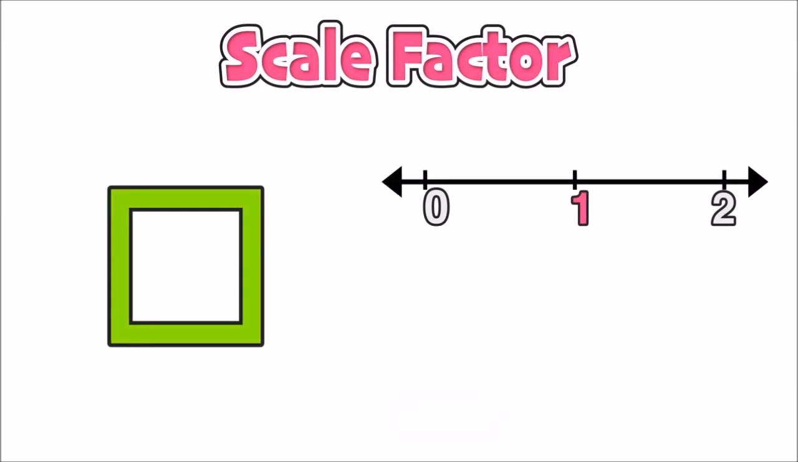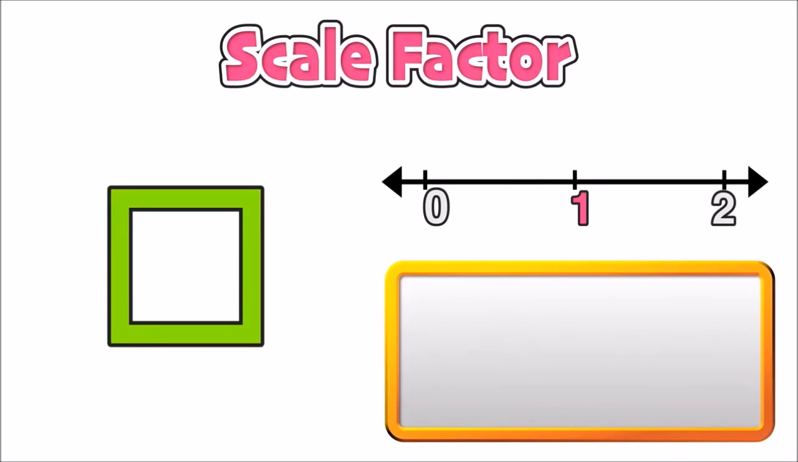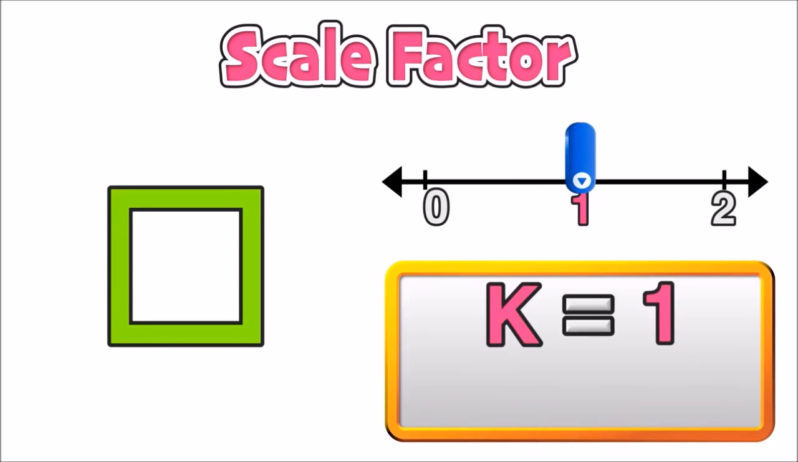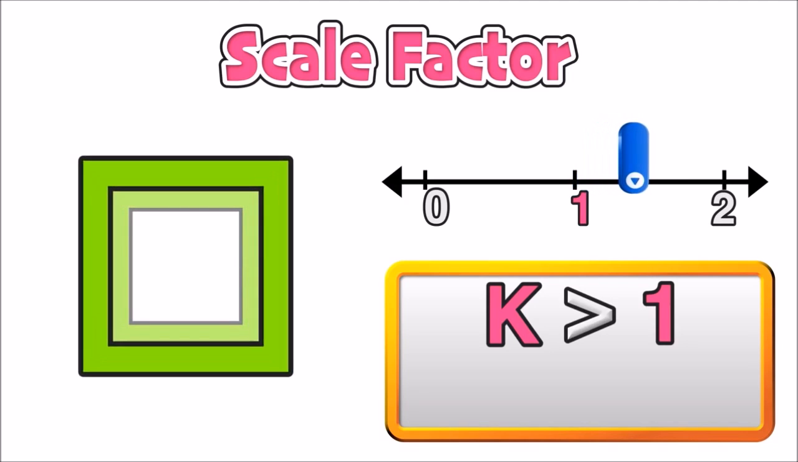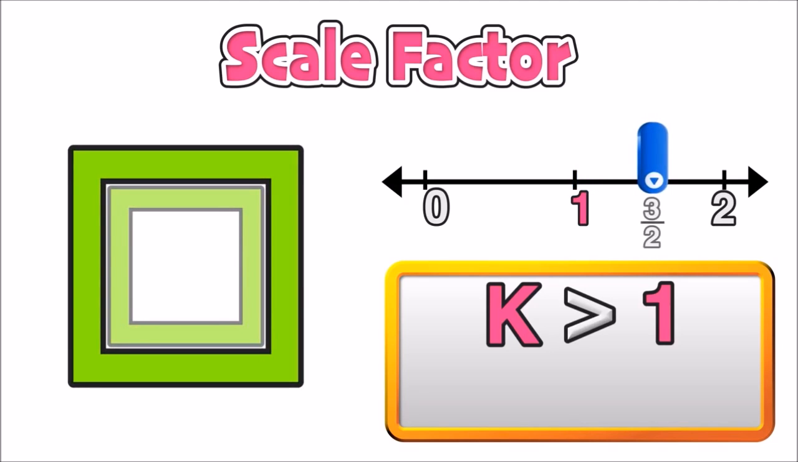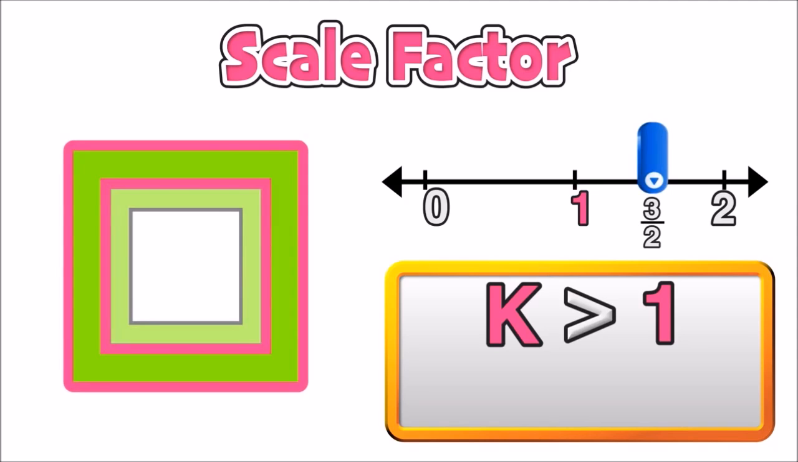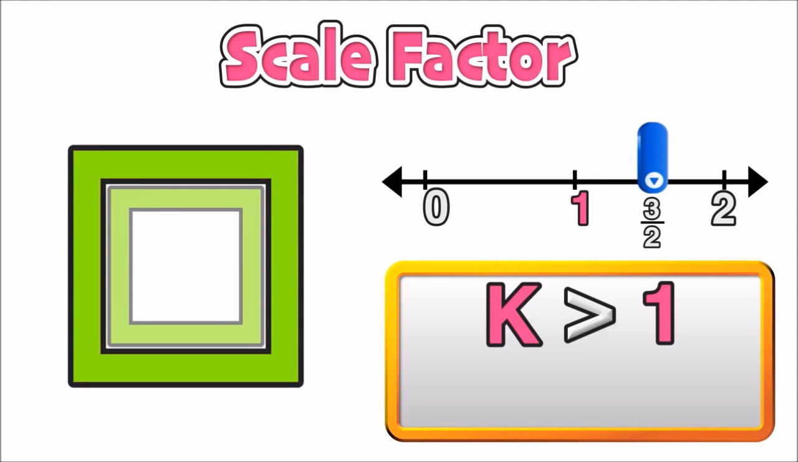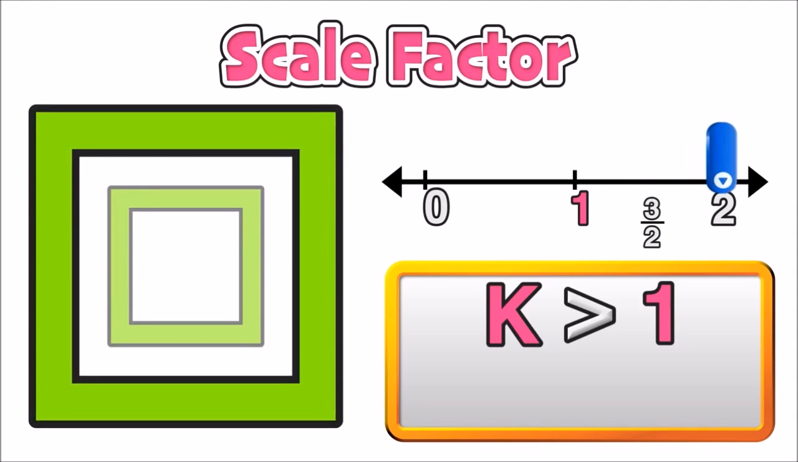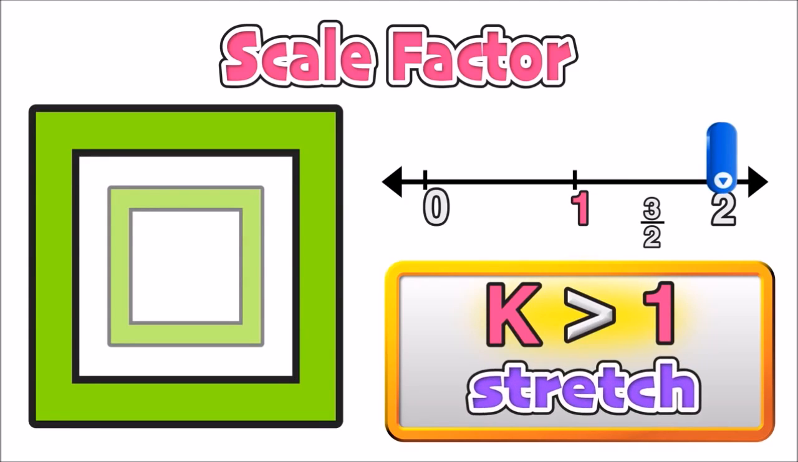Before we begin any examples, let's try to conceptualize what a scale factor actually is. K represents a value, and when k is 1, the image is unchanged. When k is greater than 1, we are stretching out or making the image larger, in this case 1.5 times as large. The larger that k is, the larger the image is being stretched out to be. In this case, 2 times as large. So when our scale factor k is greater than 1, the image is stretched to a larger size.